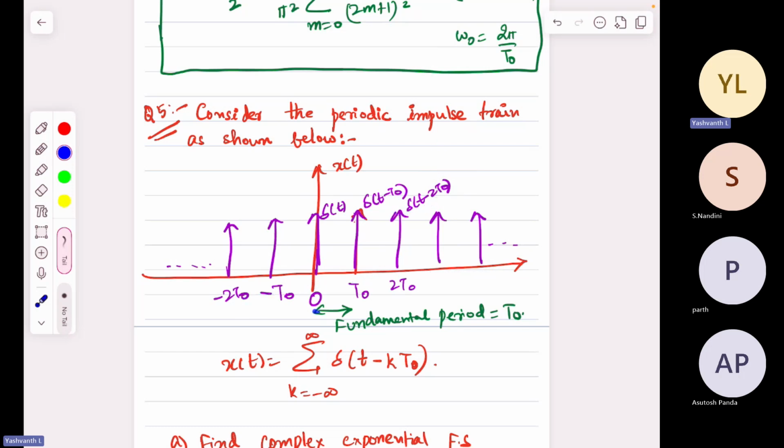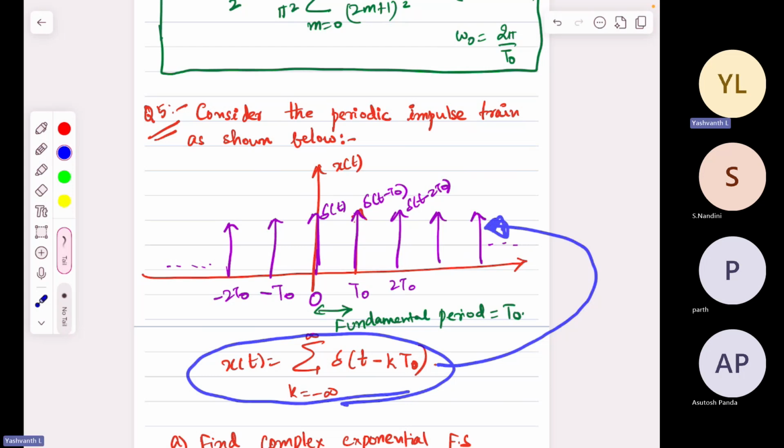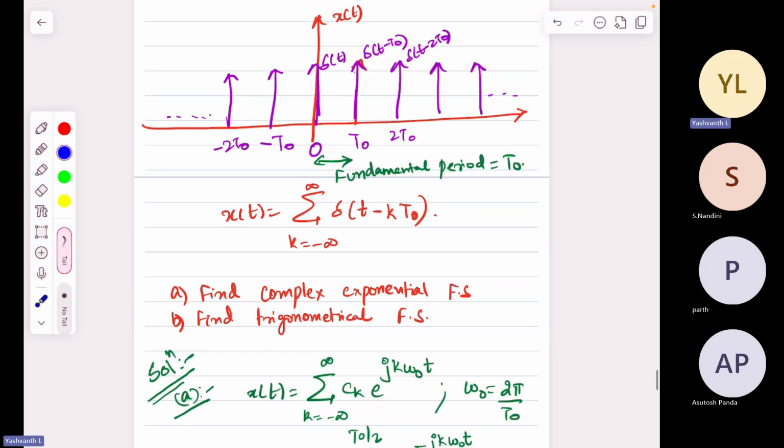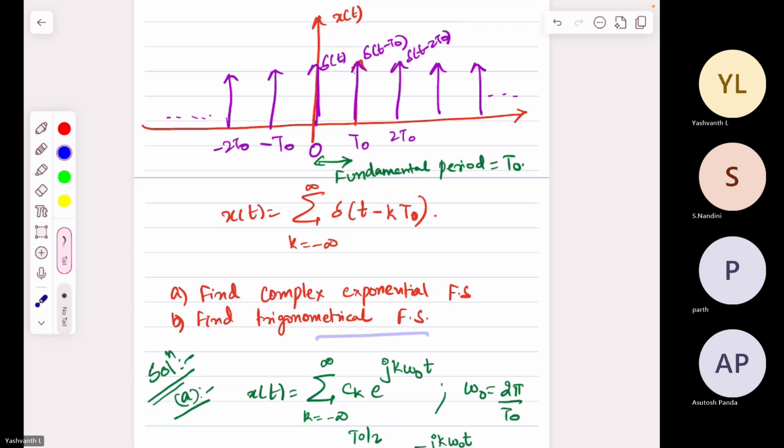Okay, so the fundamental period is t naught. So you can write this x of t compactly as x of t is equal to summation k equal to minus infinity to plus infinity delta of t minus k t naught, where k is the running integer and t naught is the fundamental period. You can show that if you plot this, it's exactly this impulse train. Now the question is again straightforward. Find the complex exponential Fourier series and the trigonometric Fourier series.